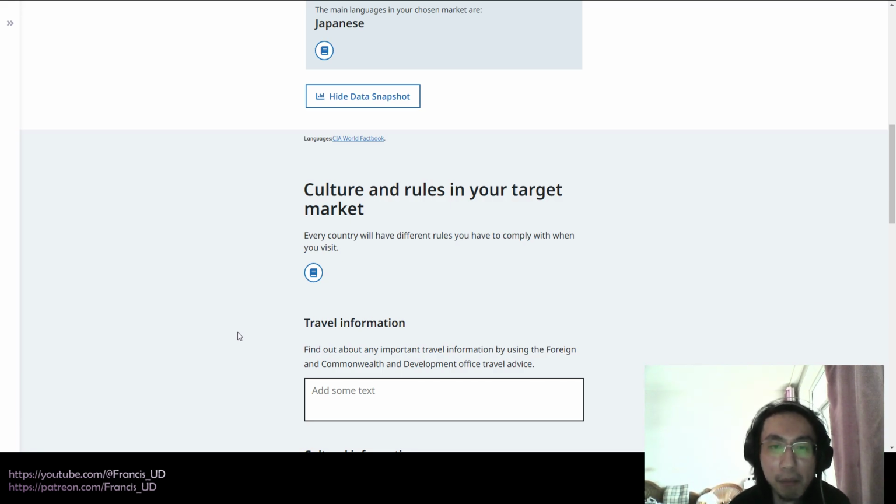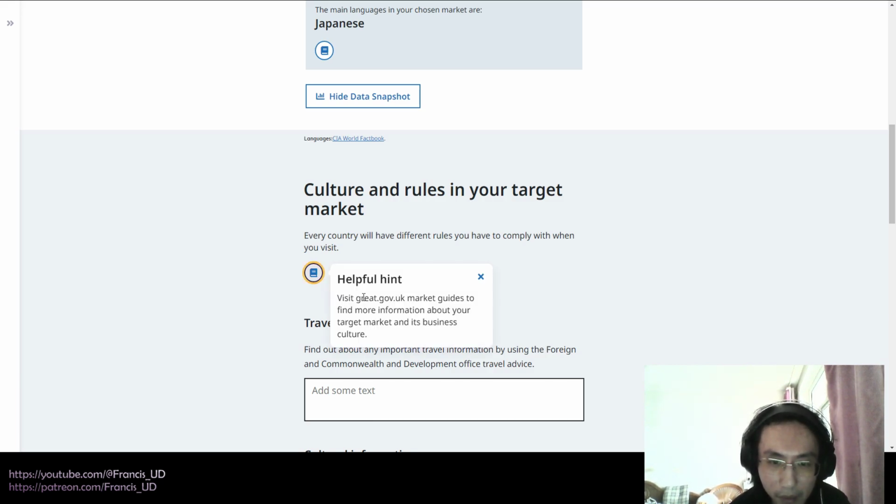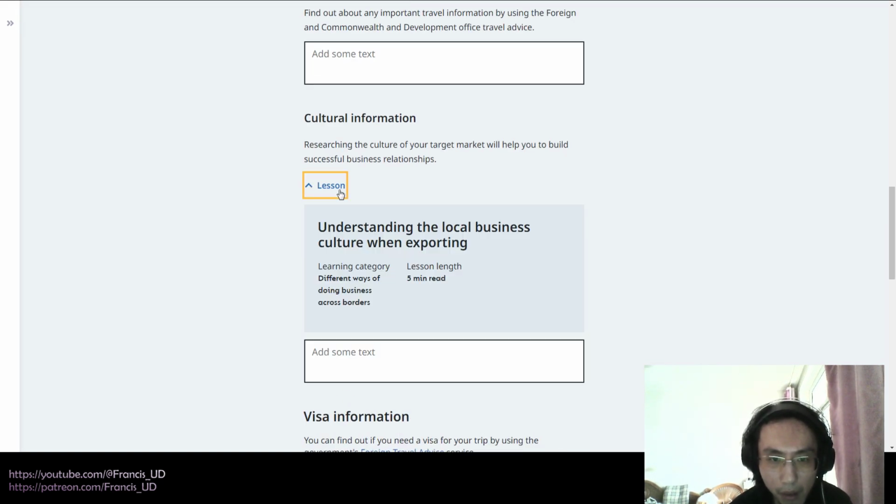peculiar patterns of speech, culture, and rules in your target market. Every country will have different rules you have to comply with when you visit. Visit great.gov.uk market guides to find more information about your target market and its business culture. Understanding local business culture.